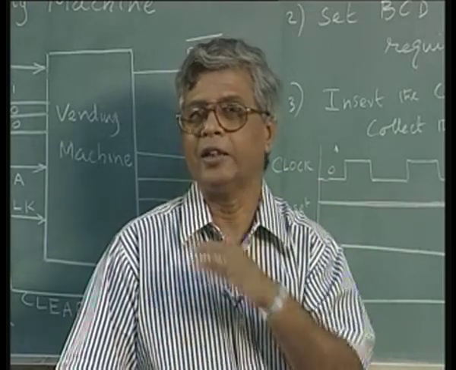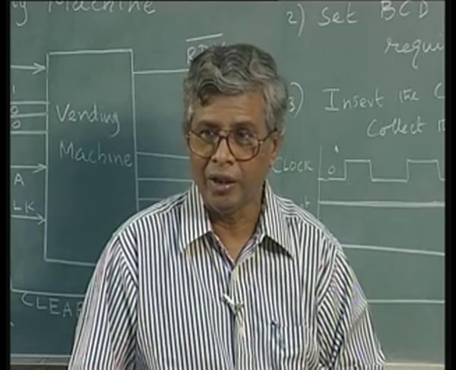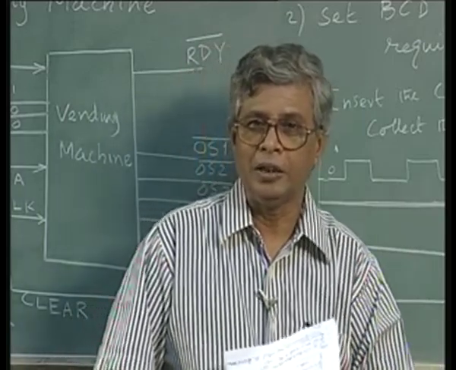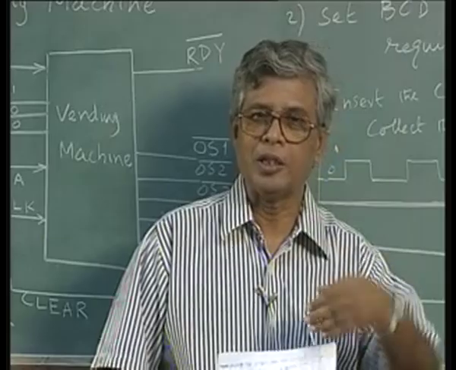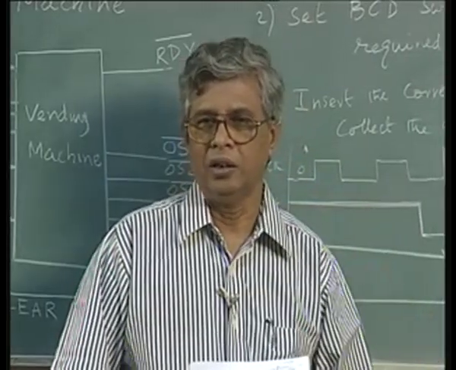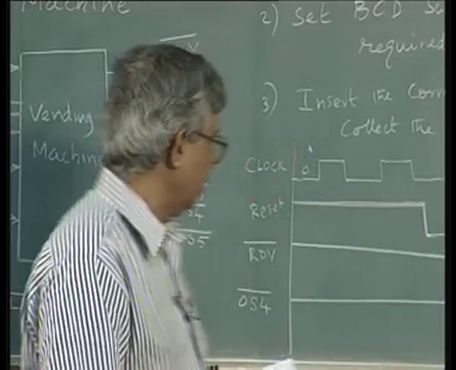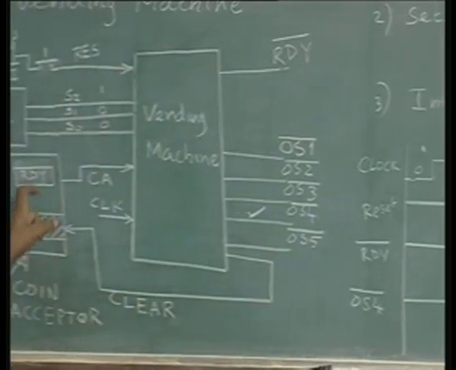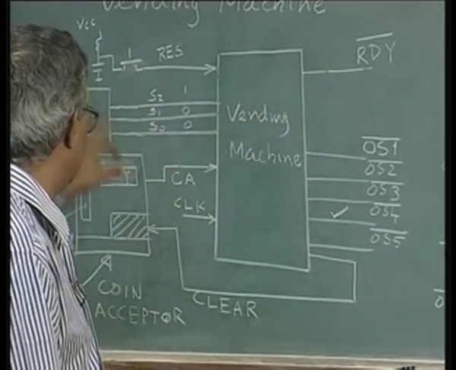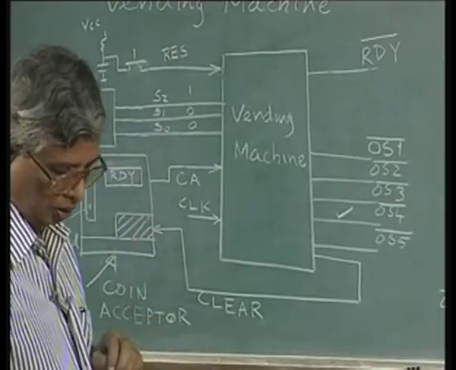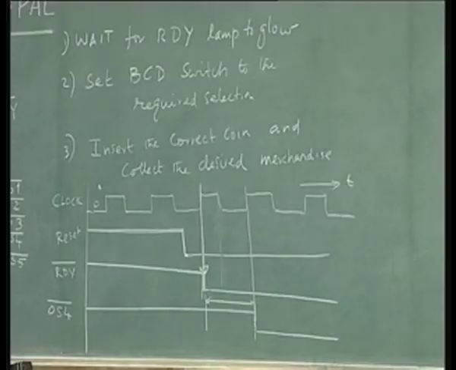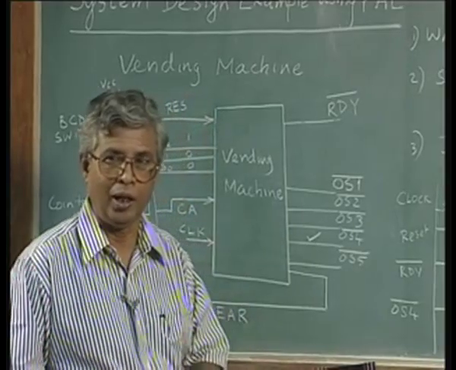If you do not remove it, it does not matter, because the machine does not know you have not removed it. There is no intelligence built into the machine. As soon as the machine dispenses the can, it will clear the signal and the ready signal will go on, and then it is ready to accept the next input. This is the logic.